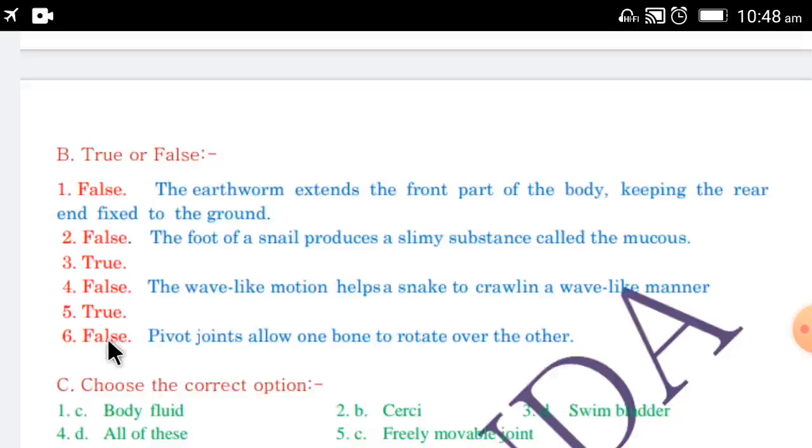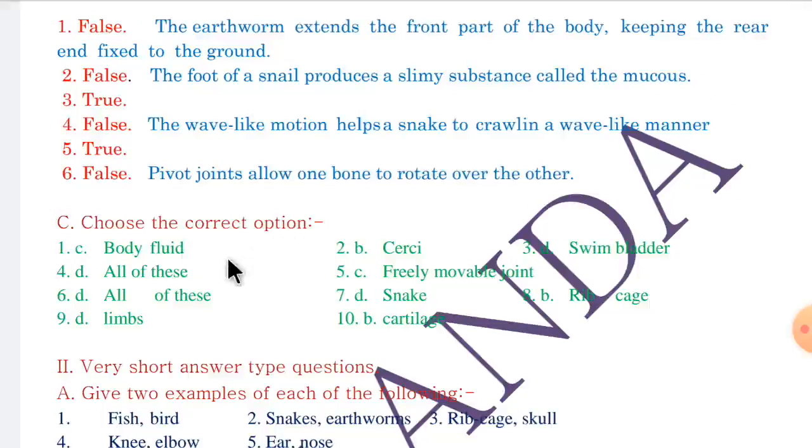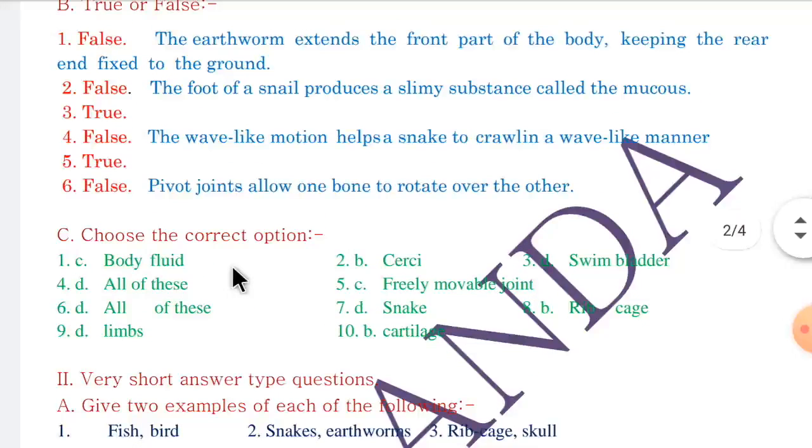Let's see the next. A pivot joint allows bones to glide over each other. This statement is false. Pivot joints allow one bone to rotate over the other. So these are the true and false. Now we go more ahead. The next question is choose the correct options, which means MCQs.